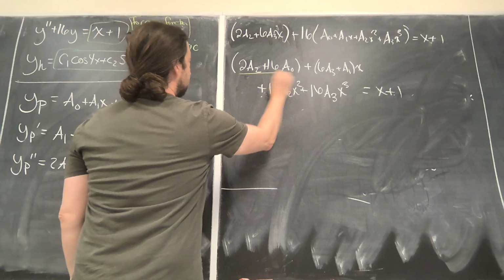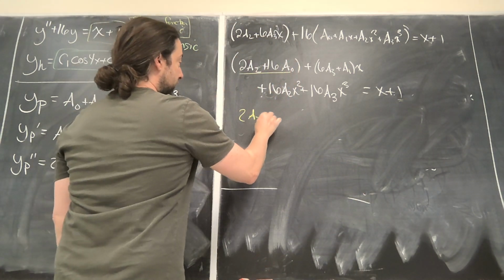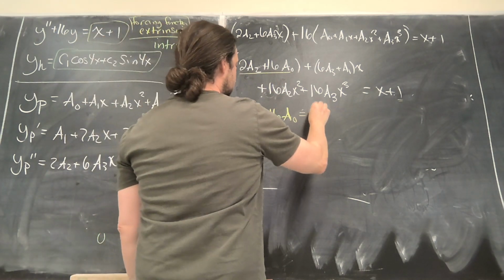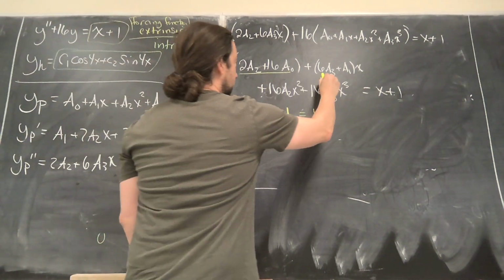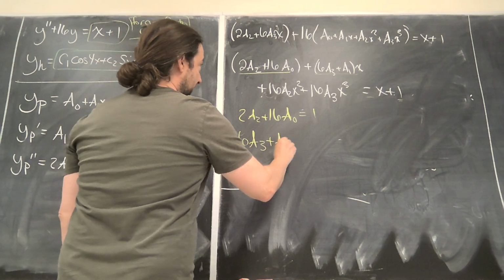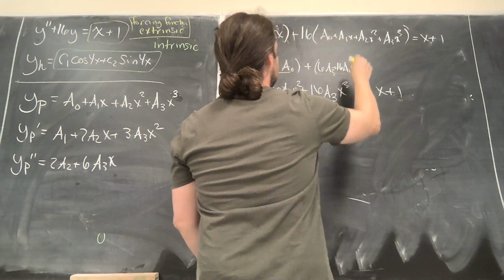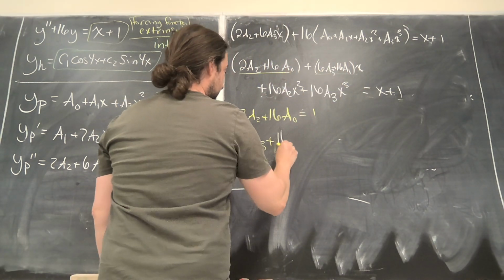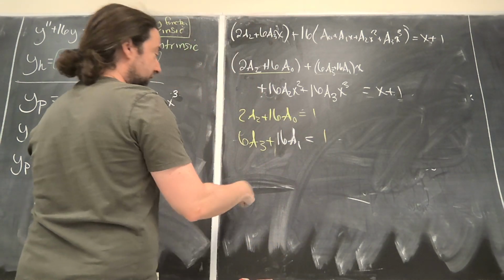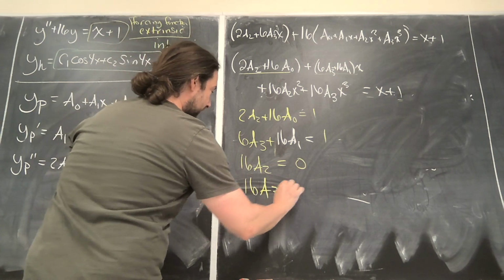So 2a2 plus 16a naught must be equal to the constant term 1. The constant term on the left side must be equal to the constant term on the right. The coefficient of the x must match the coefficient of the x. So 6a3 plus a, did I miss a 16? I did. Sorry, there's a 16 here that I dropped. 16a1 is equal to 1. And then we got some really easy equations. 16a2 is equal to 0, and 16a3 is equal to 0.